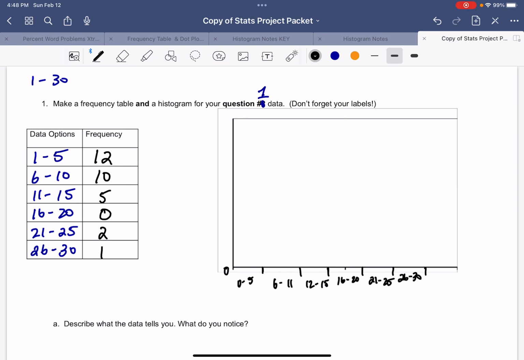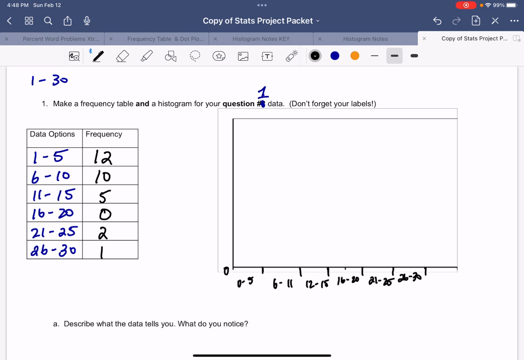Now, if you can make it span the whole way across nice and neatly, unlike how I did it, please do so. Use a ruler if you need to and give yourself 1, 2, 3, 4, 5, 6 spaces, okay? If you have this little bit of leftover, I'm okay. I'm not gonna mark you down for that, okay?